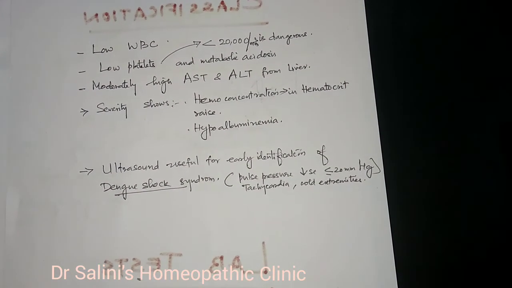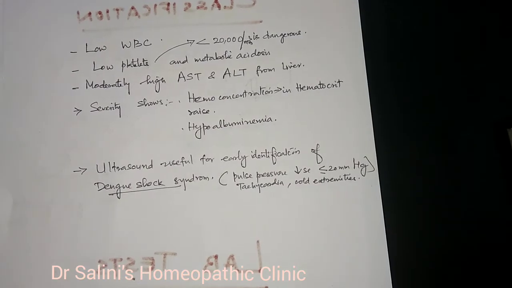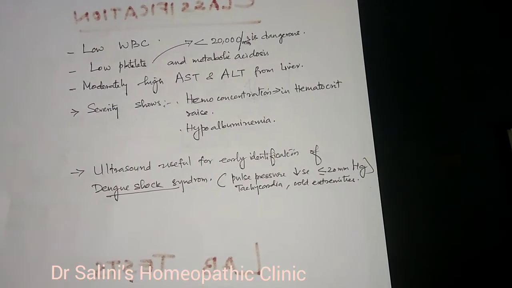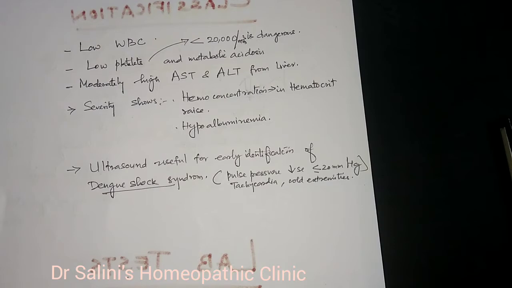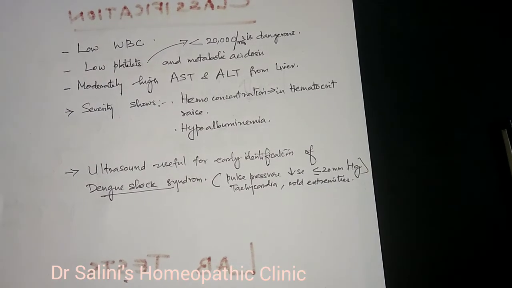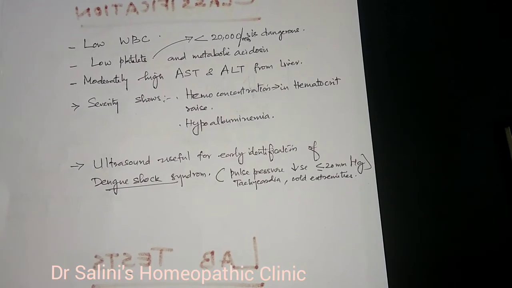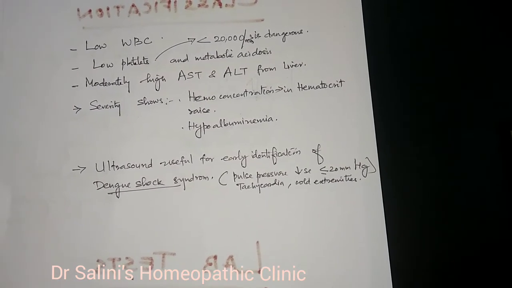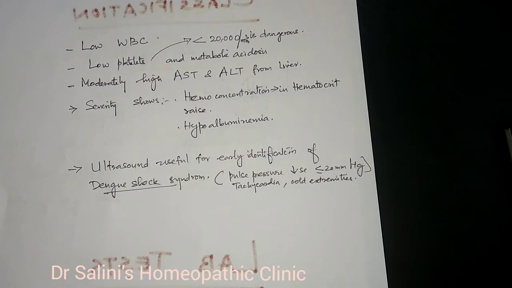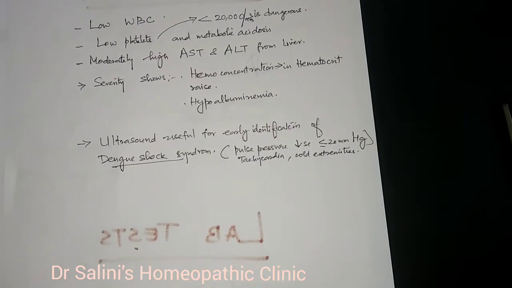Now, why is there a rise in hematocrit? That shows an increase in concentration because there is leak of plasma from the blood vessels, and only the RBC concentration can be seen in the hematocrit value. Also, hypoalbuminemia is seen in dengue.